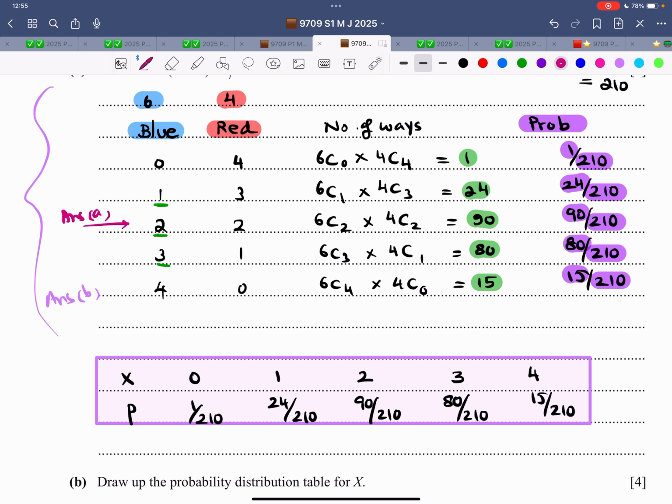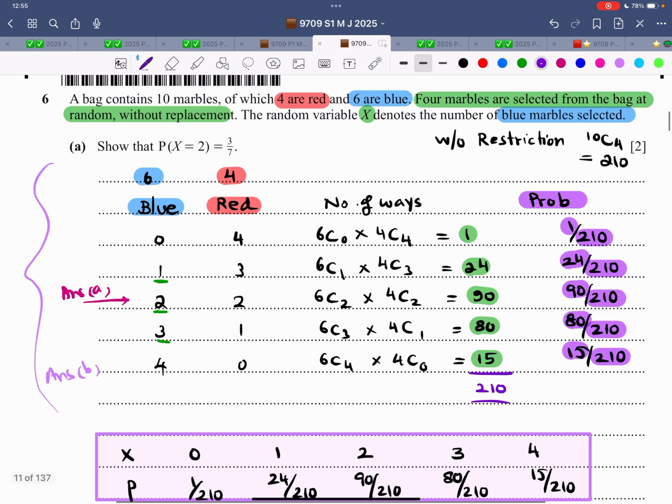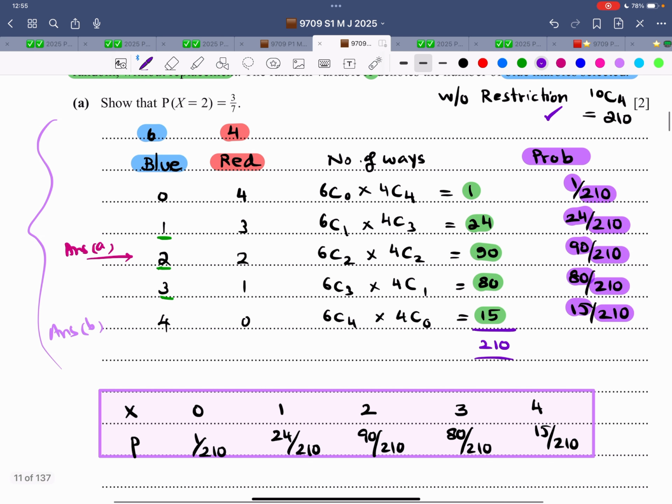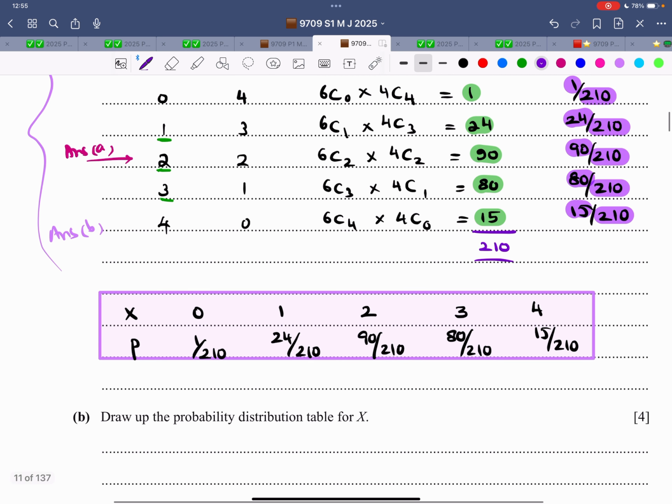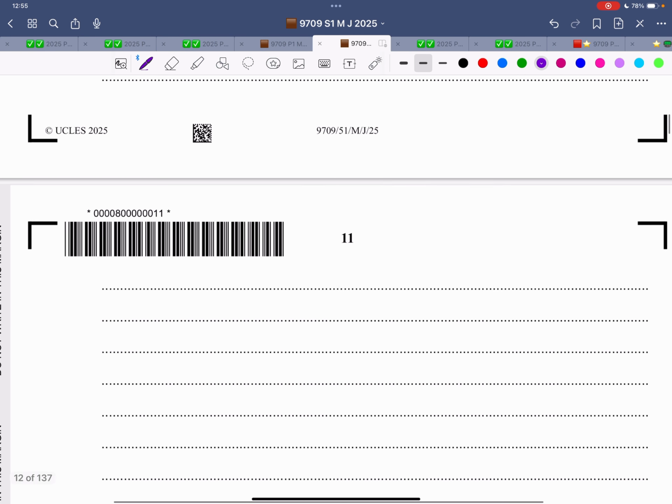And of course, you can also double check that this total will come out to be 210 because it should exactly match with this. So before the examiner even checks it, you can check your working. That is the table, that's right over here.